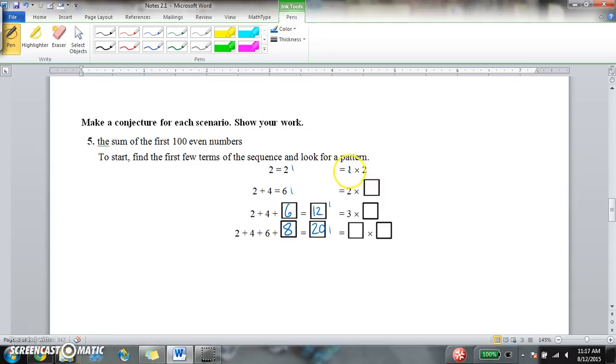Those numbers can also be found by multiplying numbers together in a pattern. So 2 is 1 times 2. 6 is 2 times 3. 12 is 3 times 4. So notice that we're multiplying sequential numbers, and then we're bringing this number down here. So this should be 4 times 5, which is 20.